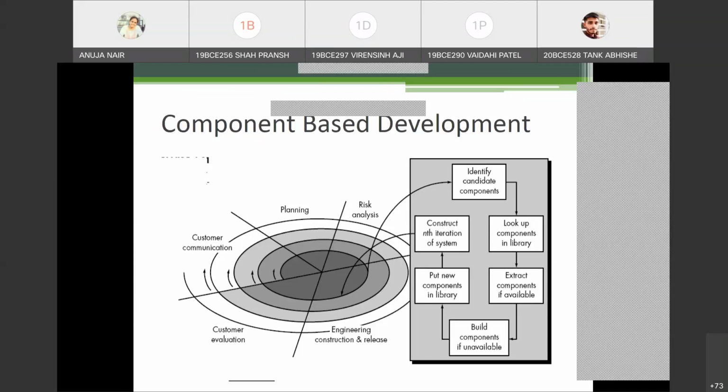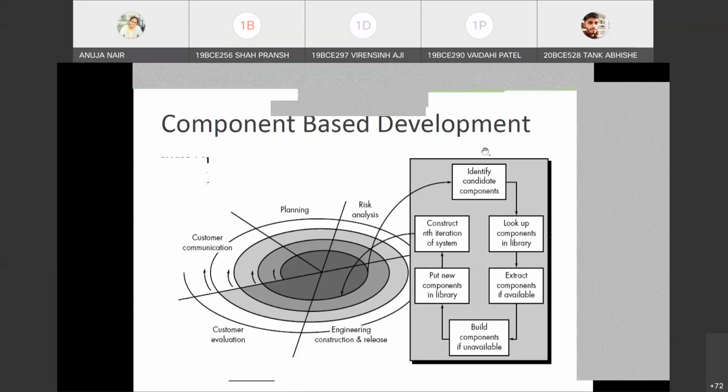So what is component based development? Like I have already said, whatever components you have already created, you just store them inside the library, whether in the form of APIs, header files, classes, or executable files, whatever is there, you just store them, right? The components that you have already created. So you just take those components from the library. Library here means your storage, basically.